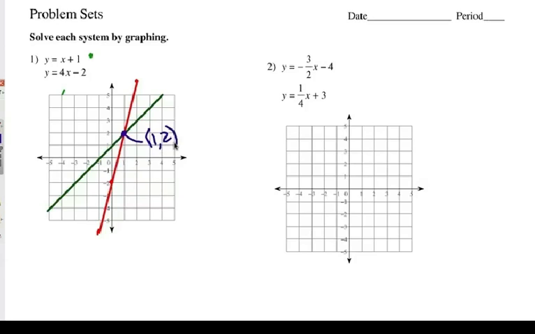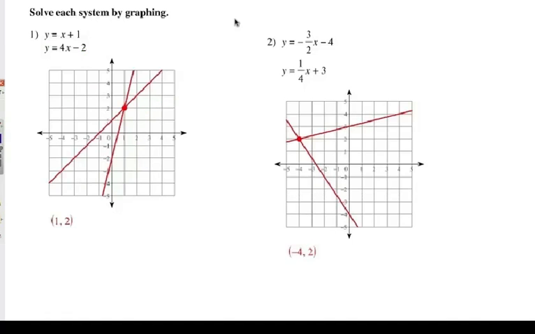Now the thing you should do is definitely check it in both. So does 2 equal 1 plus 1? Substituting my x and my y value in there. And does 2 equal 4 times 1 minus 2? Yes, it does. So both work. That's the solution to the system. Now you try the next one.